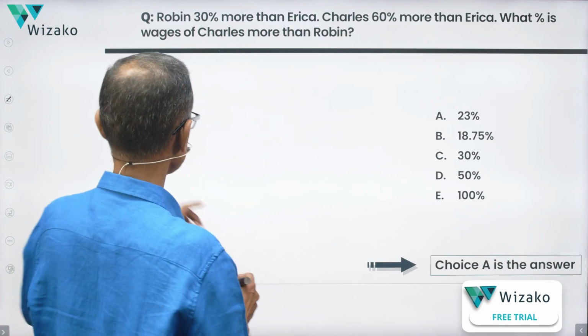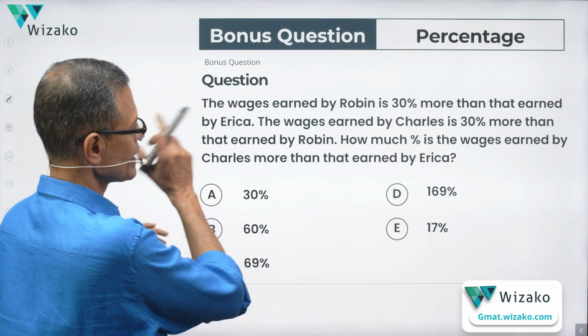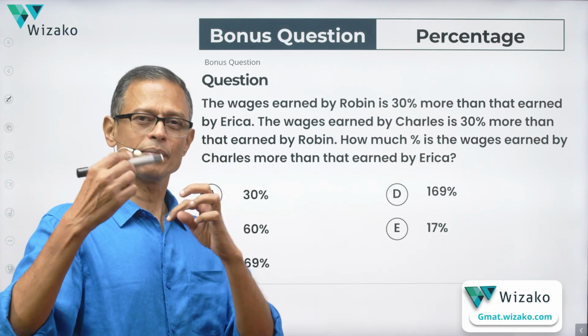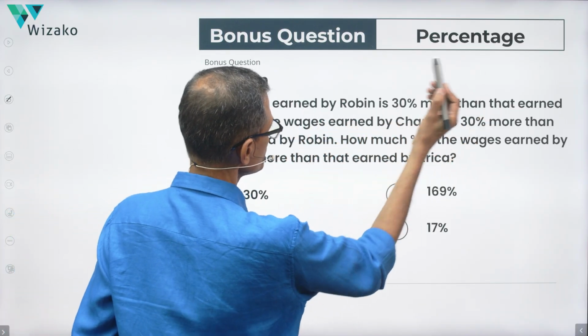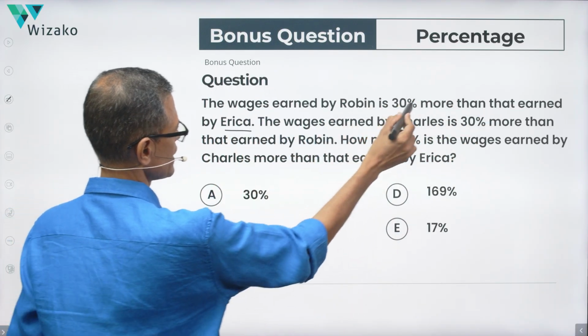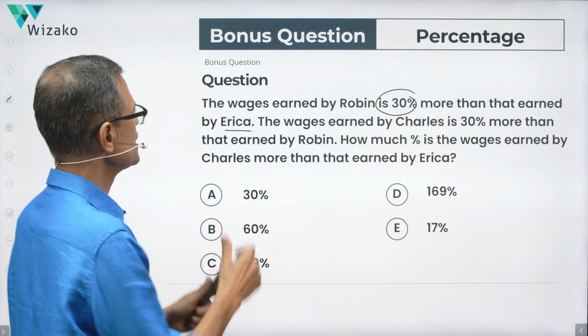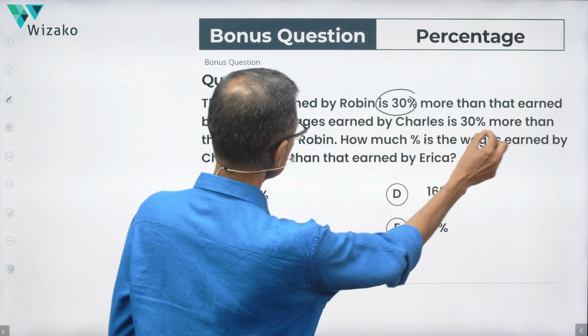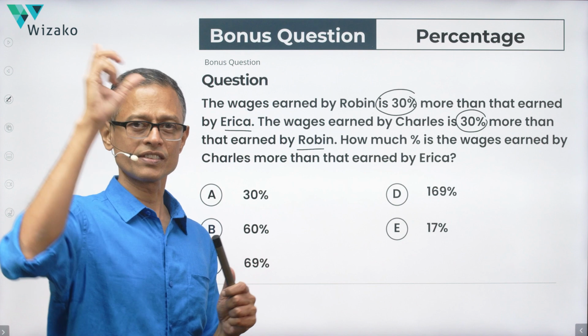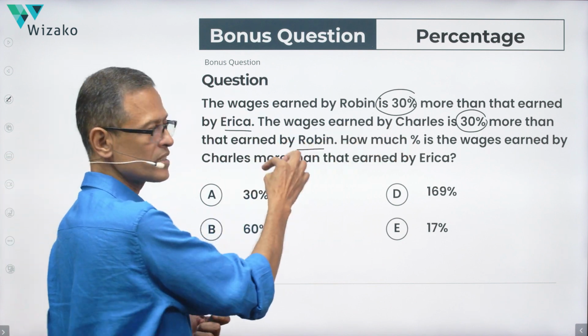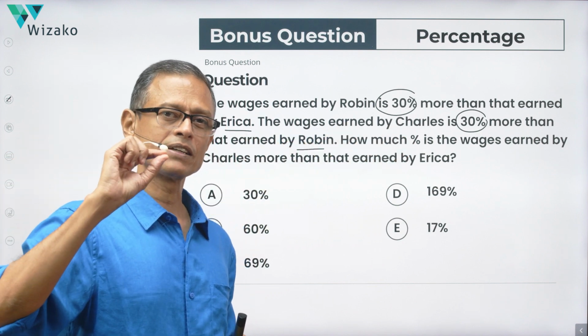Here is a bonus question that I mentioned where I'm not changing the numbers so much as I've changed the information a little bit. The comparison changes here. The wages earned by Robin is 30% more than that earned by Erica. So there is no change at all here. The wages earned by Charles is 30% more than that earned by Robin. This number has become 30 instead of the 60 there. But now Charles' wages are compared not to Erica's but to Robin's.